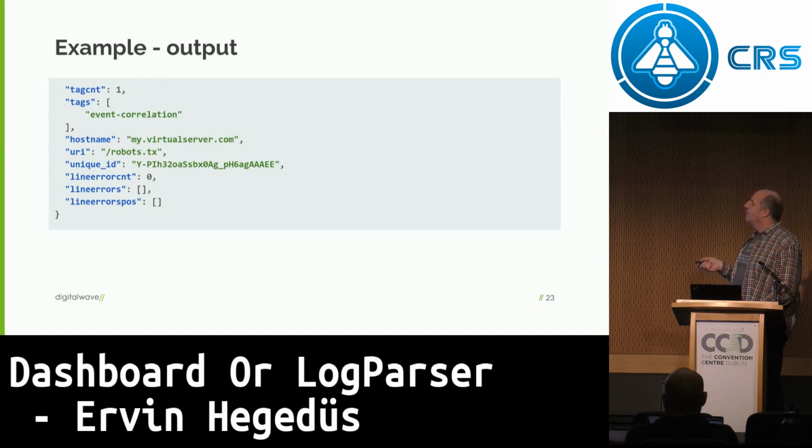These are the tags. Tags can be any number. The hostname, URI, unique ID, and if there are any errors, you can see the errors. These are its own custom error messages and the positions in pairs, so how the error starts and how the error ends.